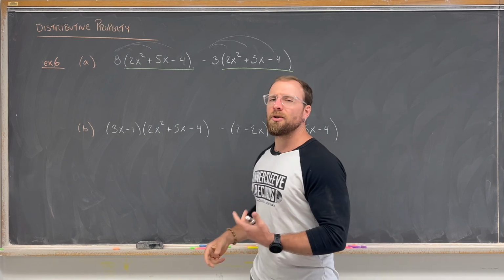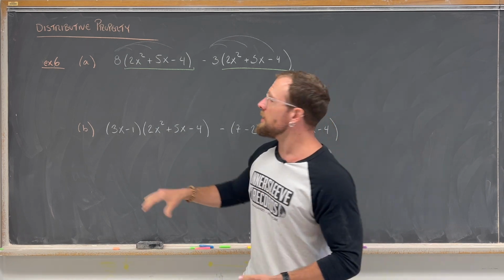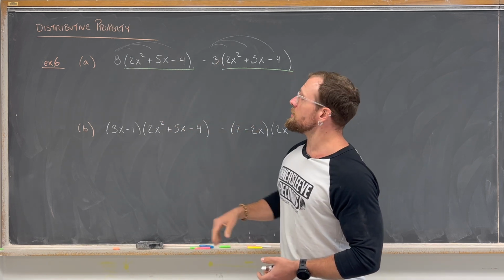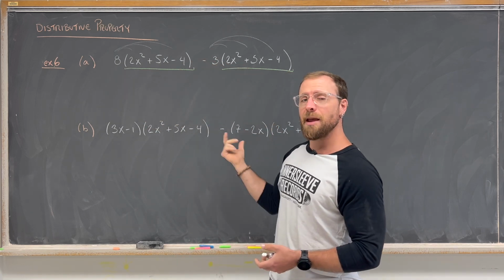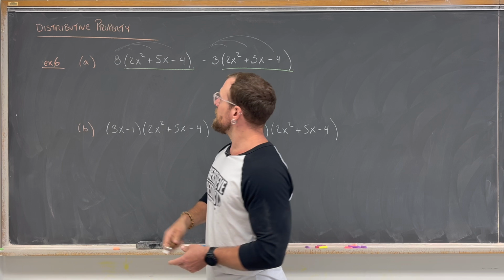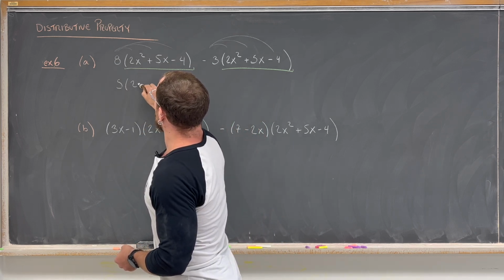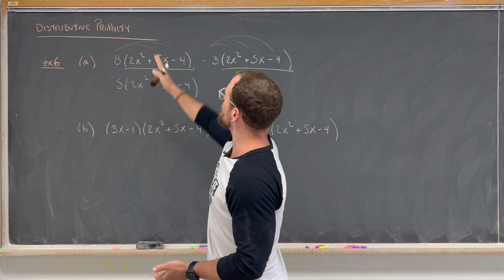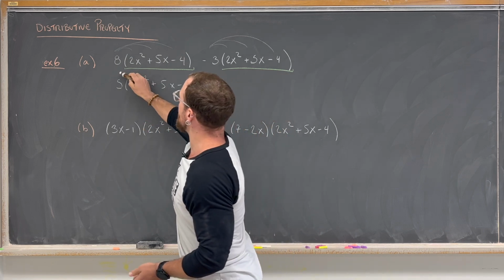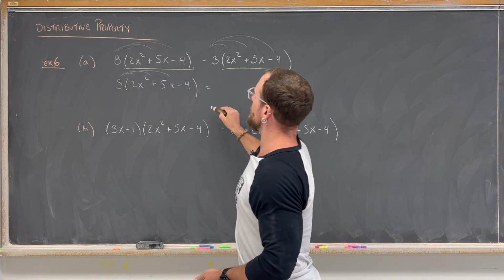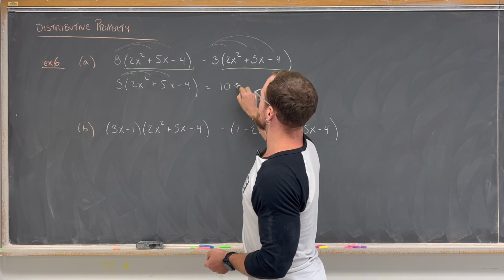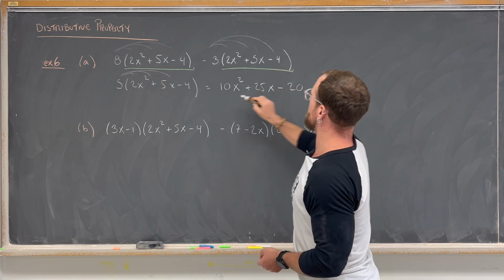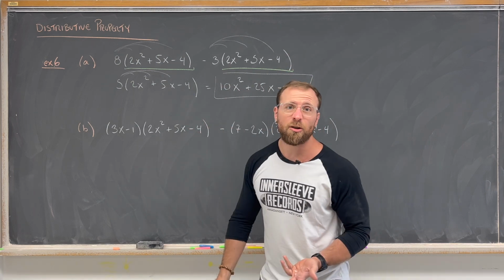The idea here is that you don't know what x is, but if I told you that x was 2, this would be a number, and you'd have 8 of those numbers, and then you'd be subtracting 3 of those numbers. So if you have 8 of these things minus 3 of those same things, 8 minus 3 is 5. The answer here is 5 of those things, 2x squared plus 5x minus 4. And now, instead of doing 2 distributions and combining similar terms, I can just do a single distribution and get my final answer right away of 10x squared plus 25x minus 20. That's a little bit easier.